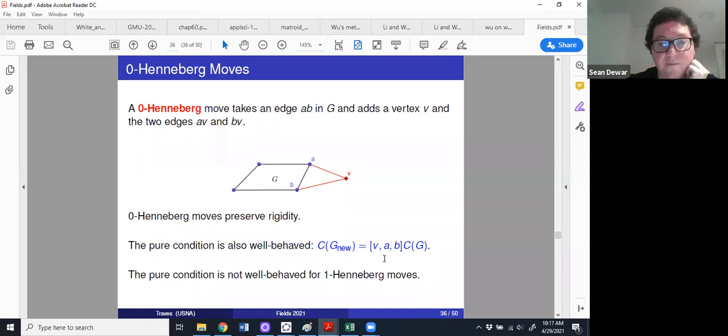You need something more general than the zero Hennenberg that you got here. You need to be able to add a vertex connected to any two vertices, not just it doesn't just have to be connected by an edge. It has to be slightly stronger, slightly more general. So even here, I think things are more complicated. Although I think it's maybe worth trying to understand how the pure condition behaves for zero Hennenberg moves. Is anything known at all, or not by me?